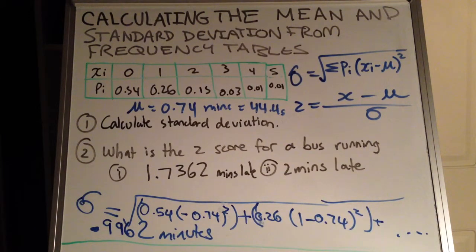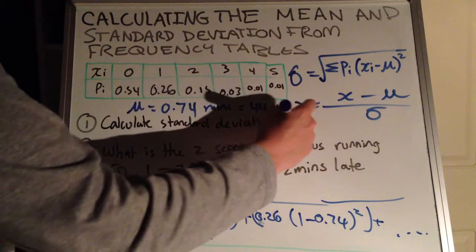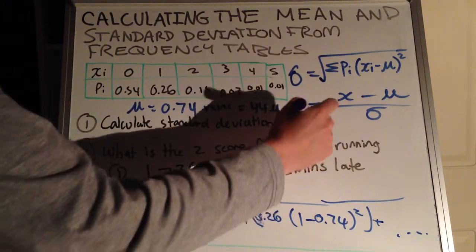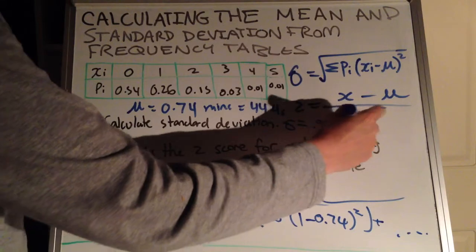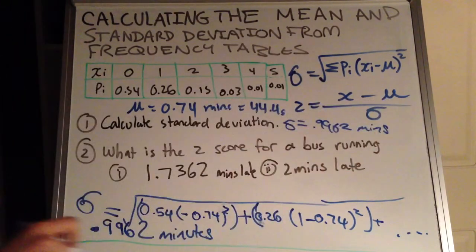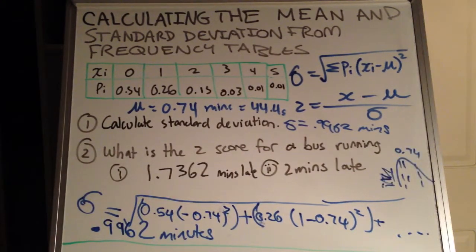Okay, so after this, let's have a look at the z-score and what it actually asks us for in this question. So calculate standard deviation, so sigma equals, and then we have 0.9962 minutes, as I said before. We could put that in seconds if we wanted to. 0.62 minutes late. So let's have a look at what this means.